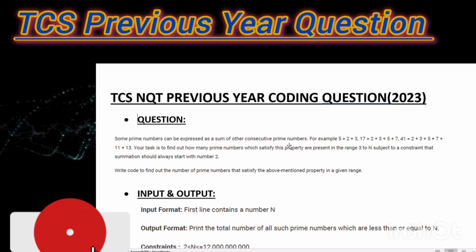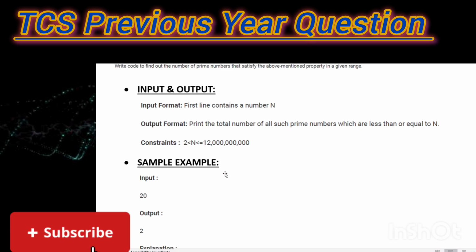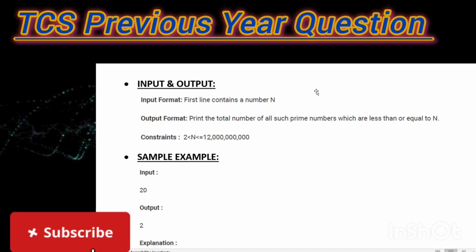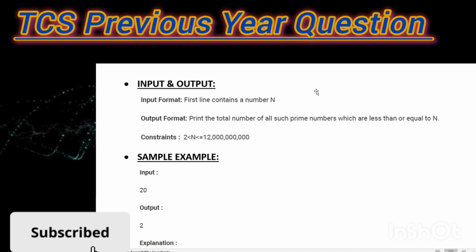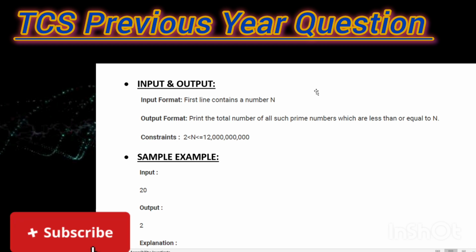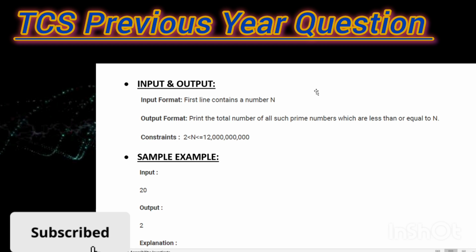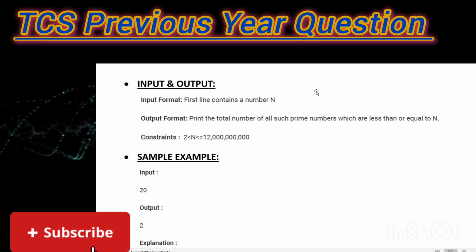The range is 3 to n. First we have to understand how the input and output work. The input will consist of only one single number, that is n, the range. Suppose the range is given as 20. We have to find how many prime numbers between 2 and 20 can be represented as the sum of some other prime numbers. The output will be the count of such prime numbers.